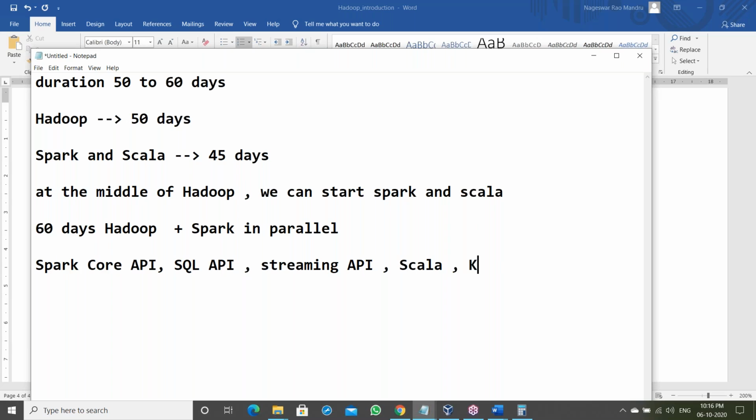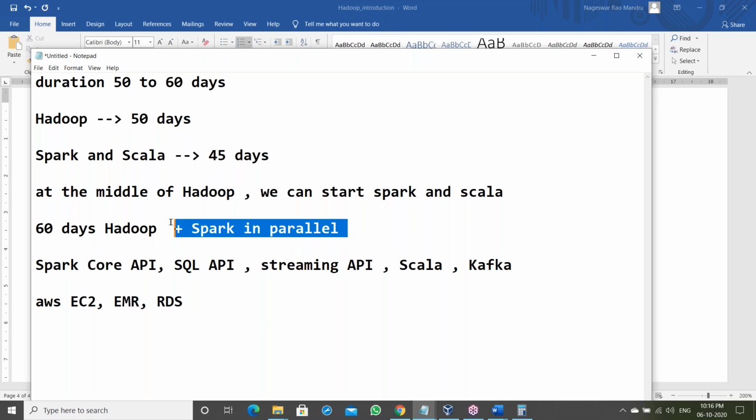Apart from that, I'm covering Kafka with Spark and Scala. Next, I'm covering AWS: EC2, EMR, and RDS. These topics are also covered along with Spark and Scala. So totally around 60 days maximum. If extended, maximum 70 days, not more than that. You can do it in parallel.